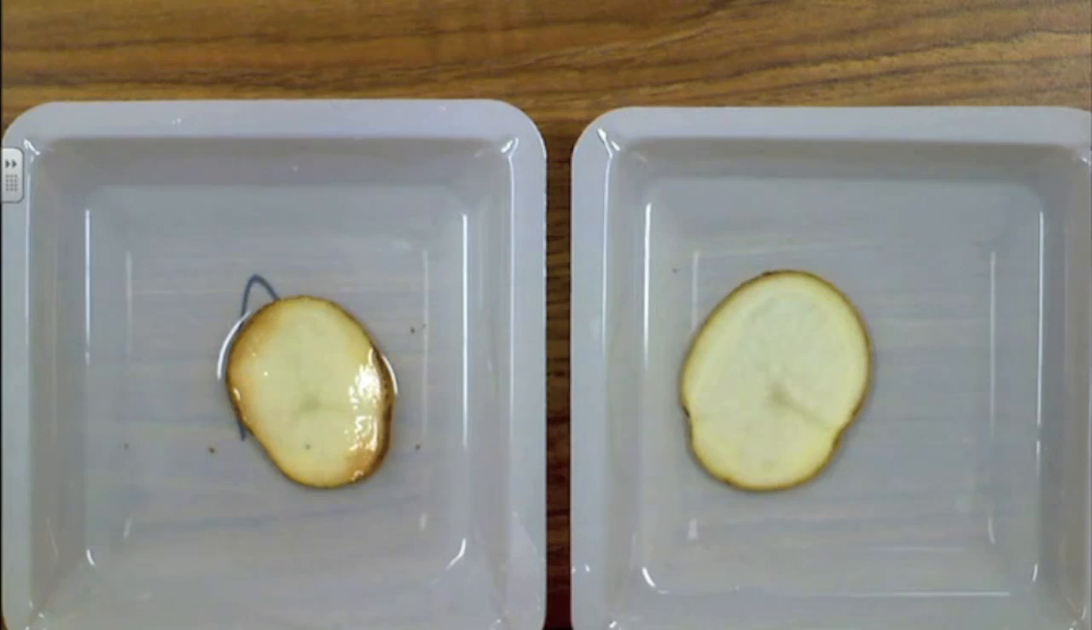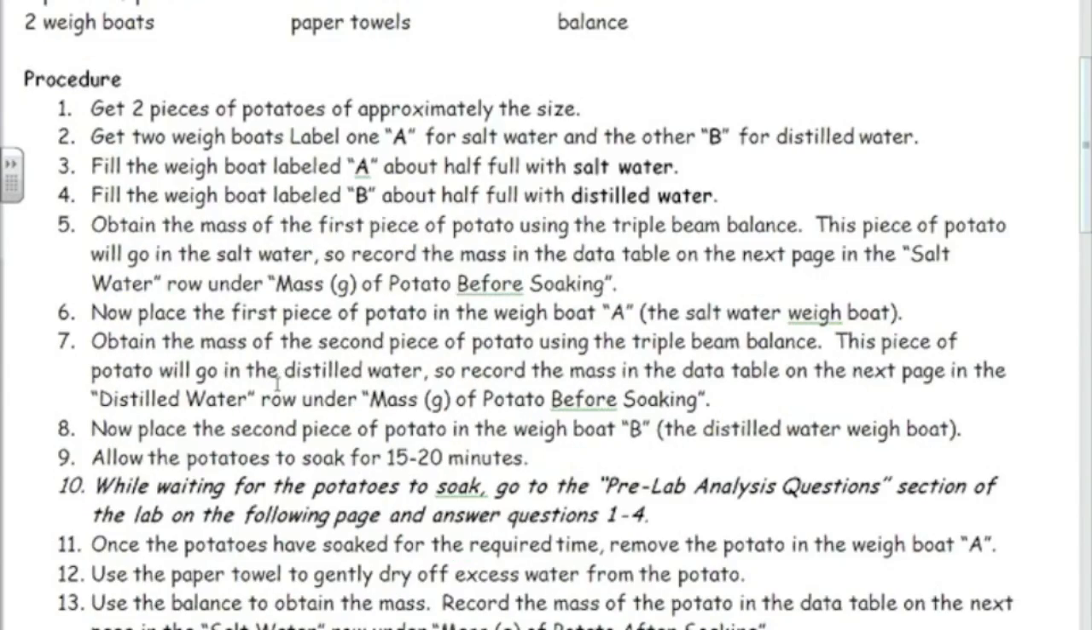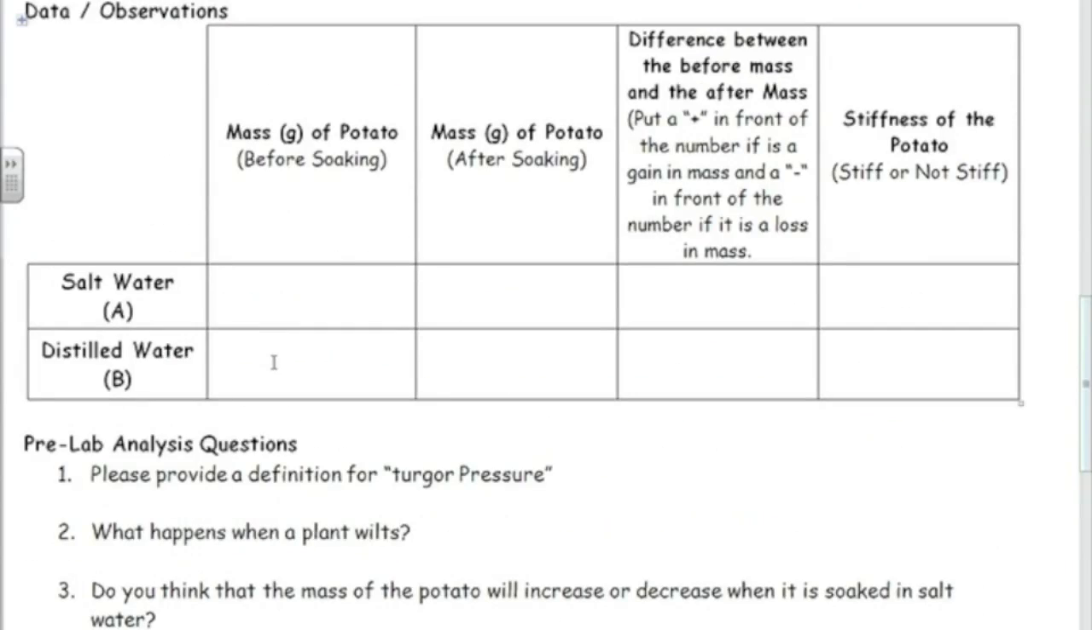Okay, so let's go back and look at our lab sheet. Right, here we are. So to begin, each potato slice was 10 grams in mass before soaking. So 10 grams. You need to go ahead and write this sample data set in, as I'm doing right now.